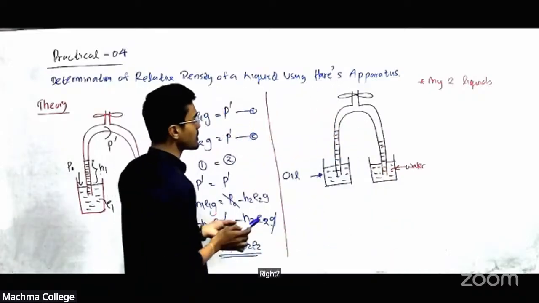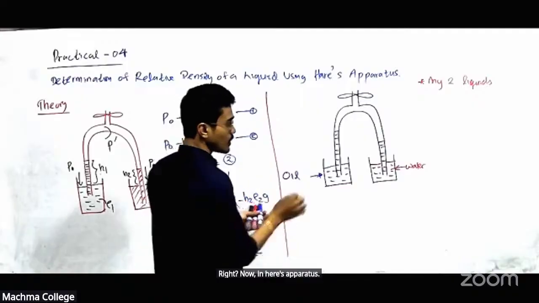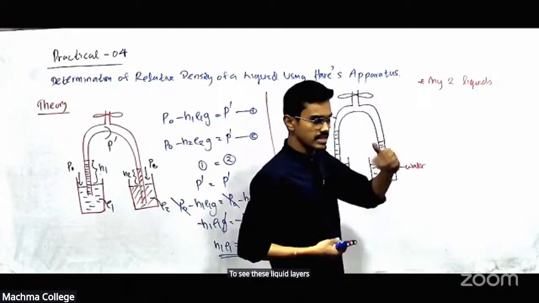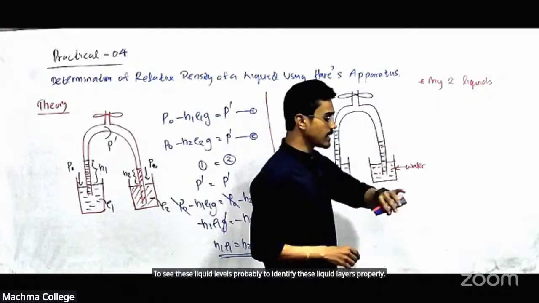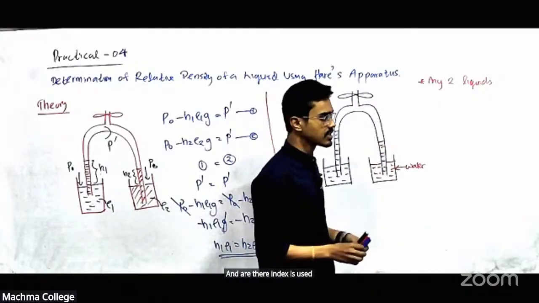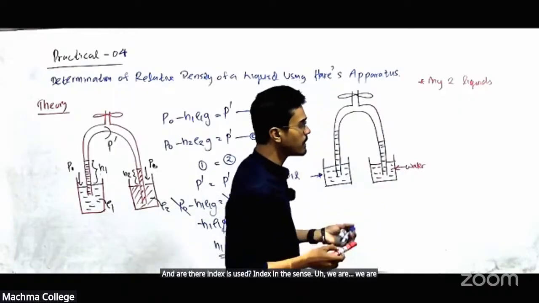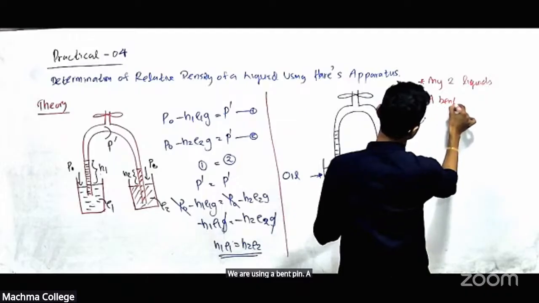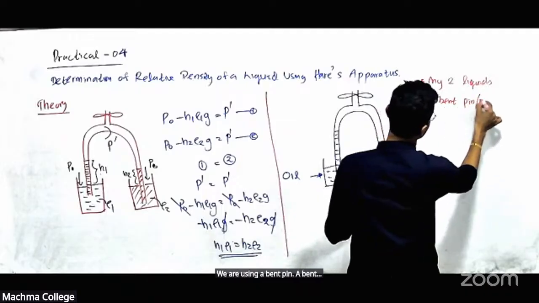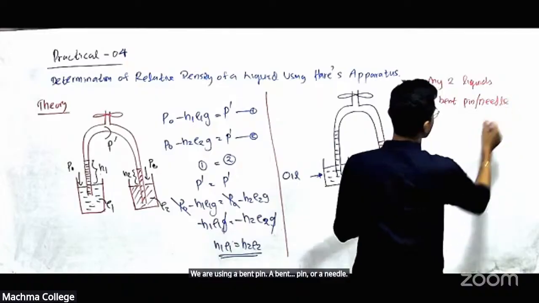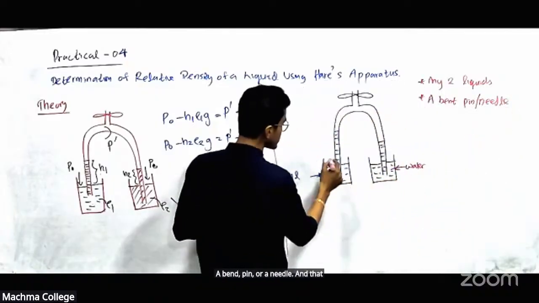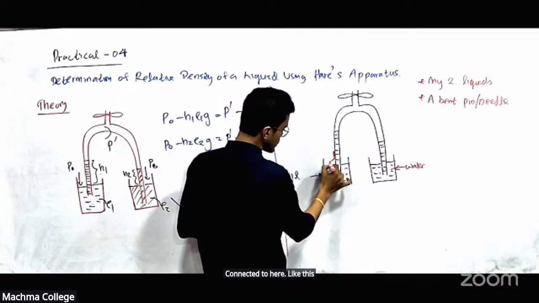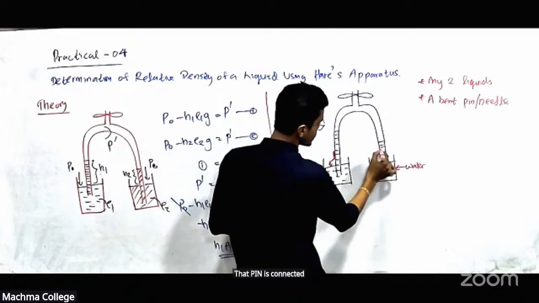Now in Hare's apparatus, to identify these liquid levels properly, another index is used. Index in the sense, we are using a bent pin or a needle. And that pin is connected to here, like this.